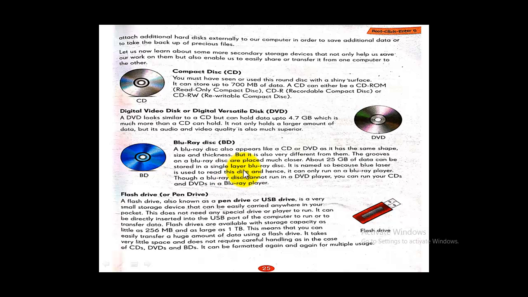There is also a double layer Blu-ray disc, and I'll tell you how they work now, but first we will read this. Okay, it is named so because a blue laser is used to read this disc and hence it can only run on a Blu-ray player. Now a CD player can play only CD. We cannot play DVD on a CD player.